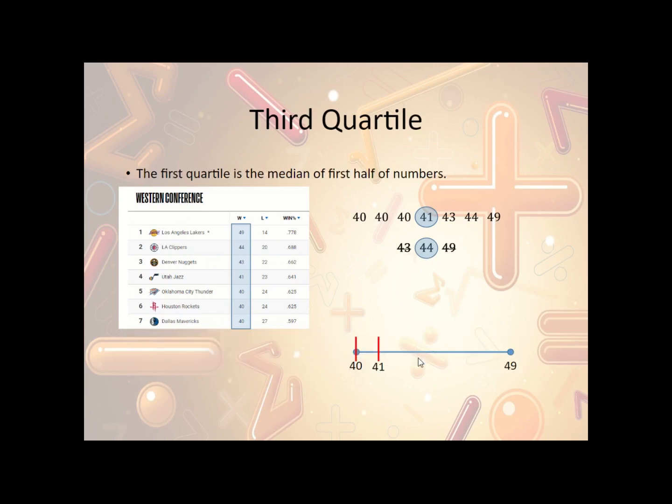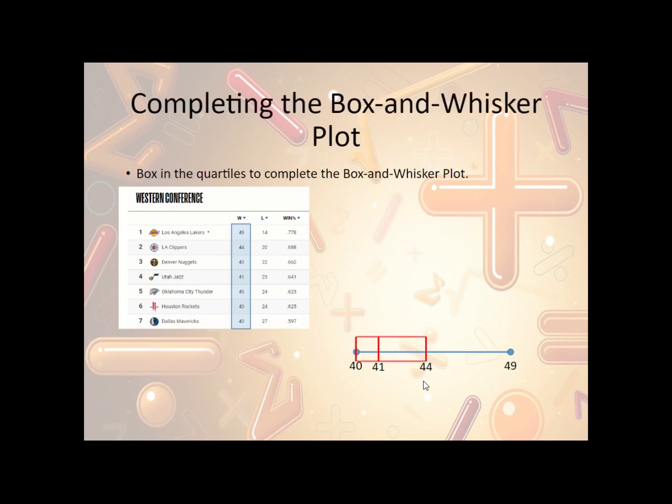So we're going to go here to 44, draw our line in there, and then we just box it in. So this would be our box and whisker plot for this set of data.